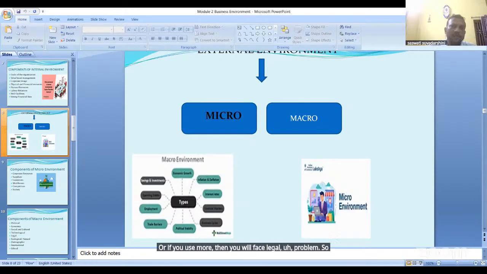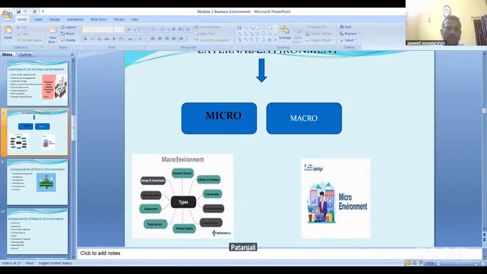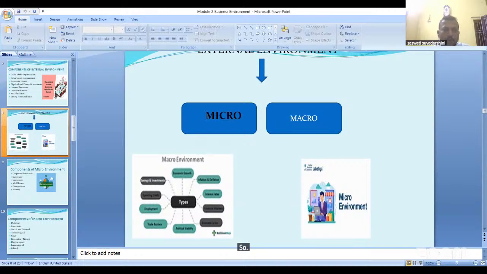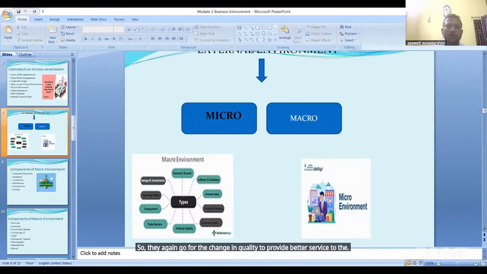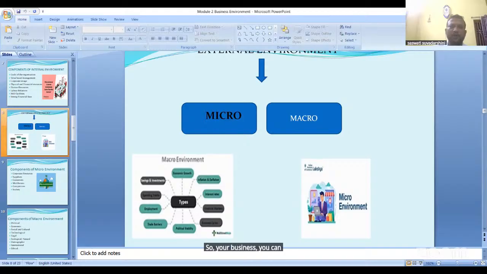In the case of honey, Patanjali honey also faced this kind of quality control check. So the way they are approaching, they again change the quality to provide better service to the customer. So that is important. These are very important things. You have to go through the details, so that you can run your business for a long period.